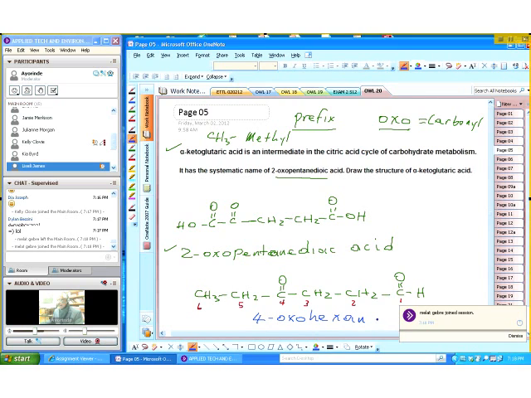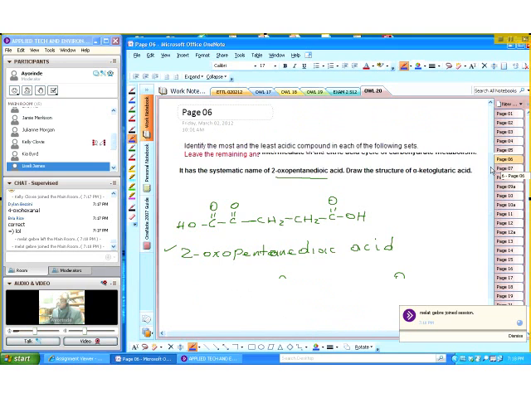4-oxo-hexanal. Now, okay, very good. Okay, so let us move to the next one.